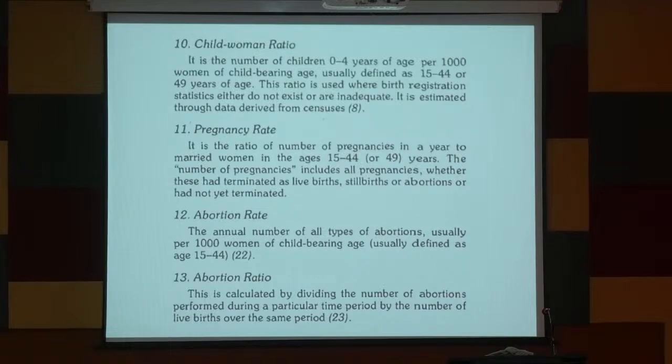Pregnancy rate is the ratio of number of pregnancies in a year to married women in the age of 15 to 44 or 49 years. So the denominator is the number of married women in the reproductive age, and the numerator is the number of pregnancies. So that is the pregnancy rate. It is the number of pregnancies among the married women in the reproductive age group.